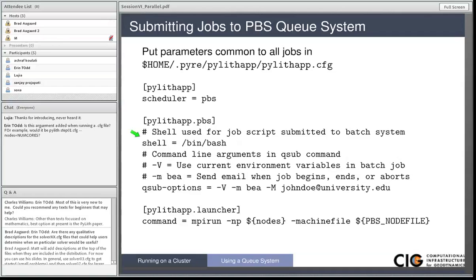Then I want information about, say, when the job is started, when it ends, if it's aborted. And so that's what these parameters here are, the -m. So I have the -m, BEA, and then you put in your email address, and it's going to send the email to you when the job starts, when it ends, or when it aborts. And this qsub options is for just what the qsub command provided by PBS expects. So you can put whatever other qsub options you want on this line.